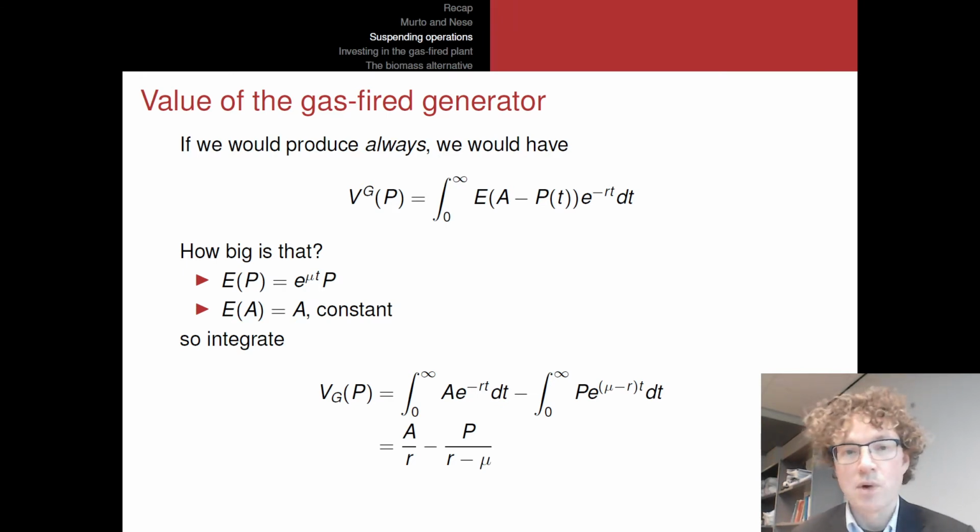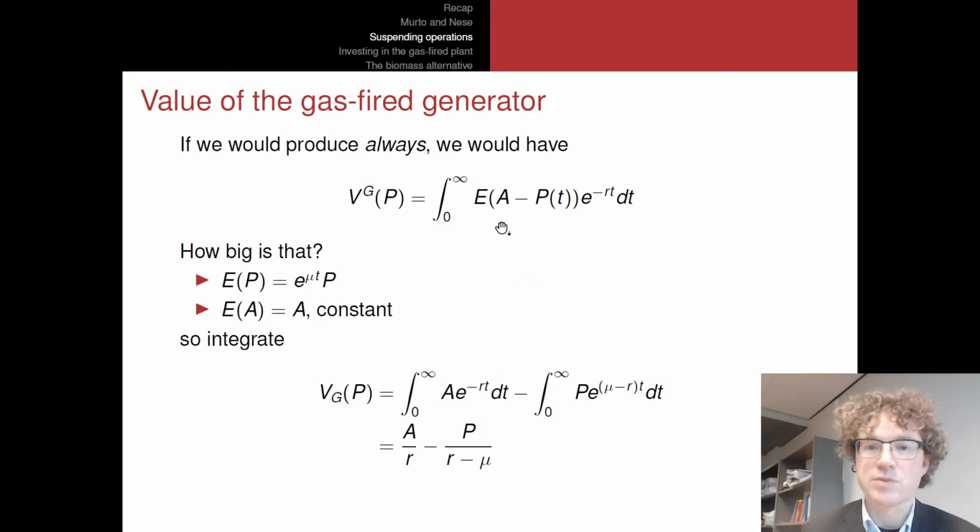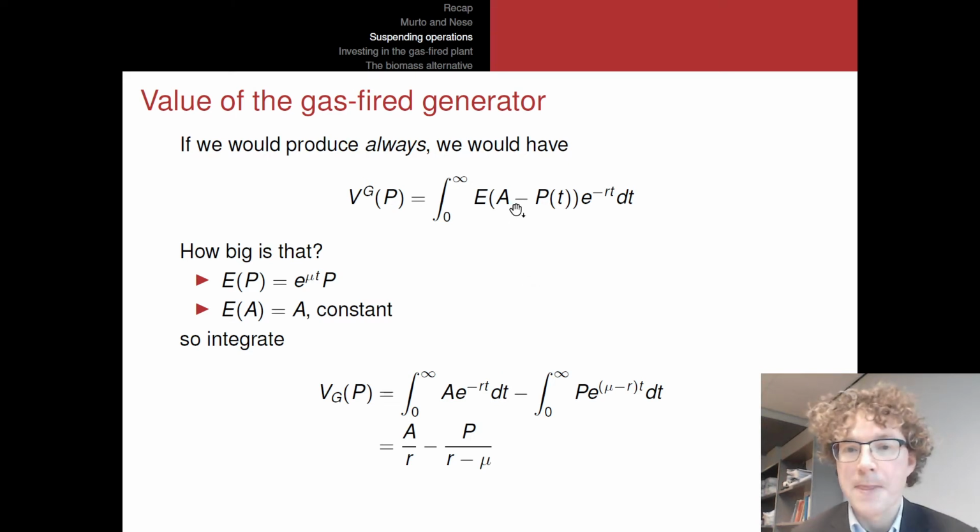We're always going to have a profit flow which is equal to A minus P, or in other words, the expectation of the difference between the electricity price A and the cost of gas, P. So we're even going to produce when the gas price is really high, at a negative profit margin. We're just going to do this as a benchmark. Of course, it's not going to be optimal, but let's see whether we can figure out what that would be worth: the value of a plant that's always going to produce.